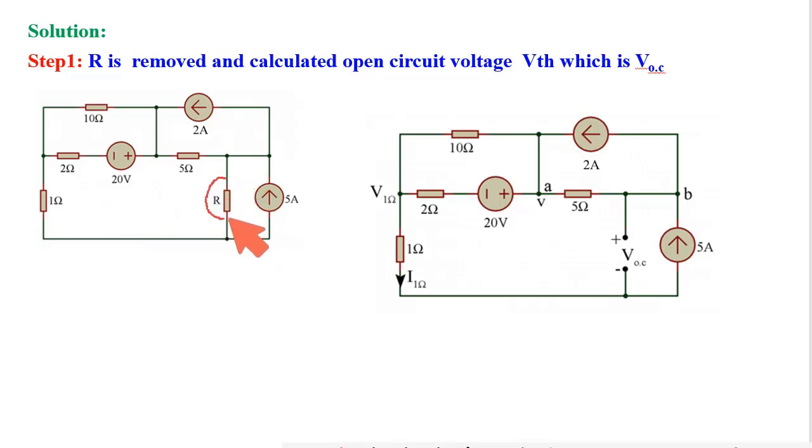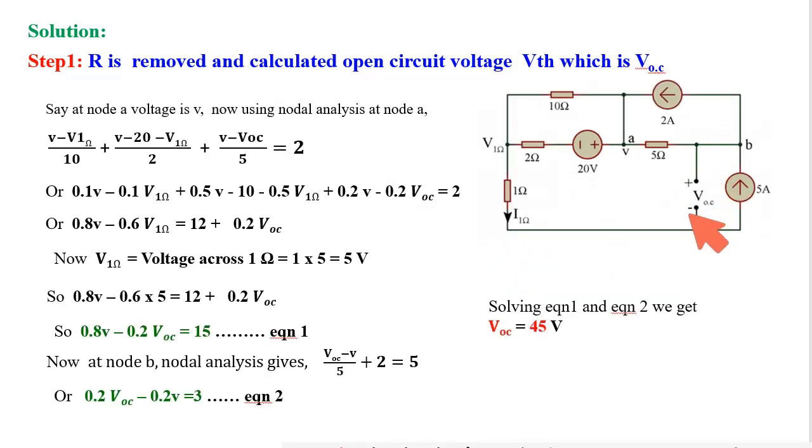So removing this load resistance and keeping the rest of the circuit as it is, this is our target potential, which is VOC. To calculate this, I am considering the node voltage here as V. Now see here, this is a 2 ampere current. This point and this point are the same point.